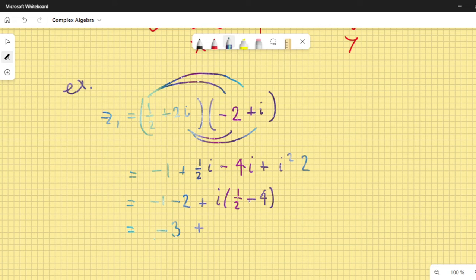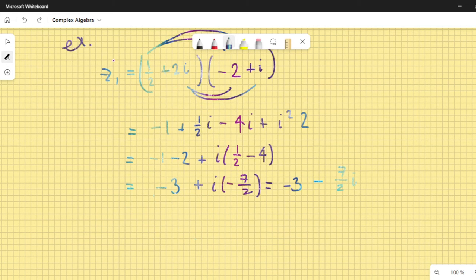Plus, and I have to perform this calculation. It will be minus, it's i multiplied by minus 7 over 2, right? So this is minus 3 minus 7 over 2 i. This is the real part, this is the pure imaginary part, so this is the x plus iy form of the complex number. x will be minus 3 and y will be minus 7 over 2. Okay? Pretty nice.